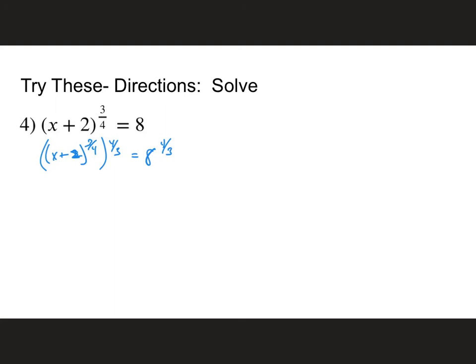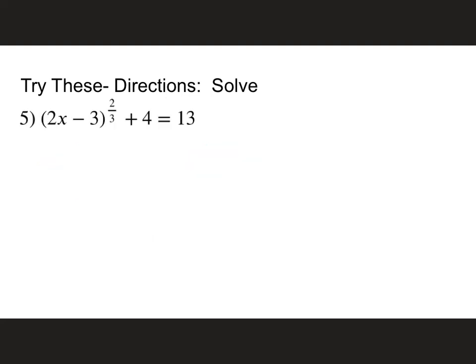Okay, let's keep going. 3/4 times 4/3, they cancel out. I'm left with x plus 2 equals, okay, so this is the third root of 8 to the 4th power. The third root of 8 is 2. 2 to the 4th is 16. I'm left with x equals 14. When I solve this, I'll plug 14 back into the original problem. It will, in fact, work. So x equals 14 is the solution to this problem.